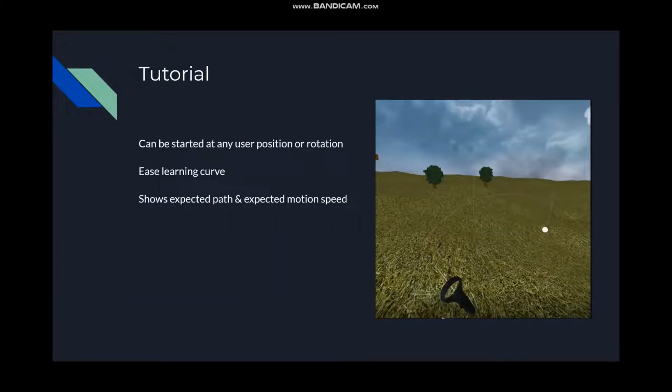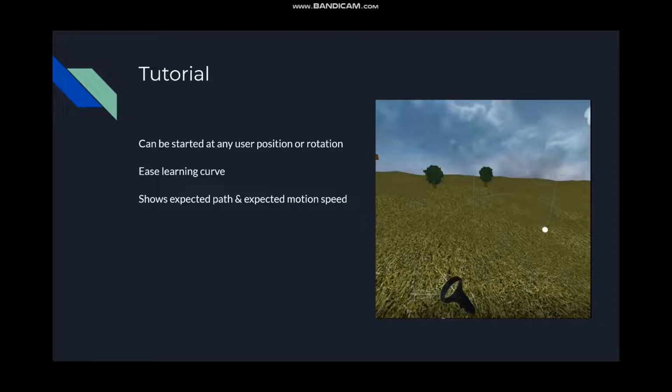Moving on. As I mentioned before, we have a tutorial system set up, and what's neat about it is that it can actually be started at any user position or rotation on the map. So you don't have to worry about not being in a certain beginner area or anything. Having a tutorial such as this can ease the learning curve of learning new gestural commands, because spatially it can be very difficult to replicate something if you don't have a reference. So this is what this seeks to have a solution to.